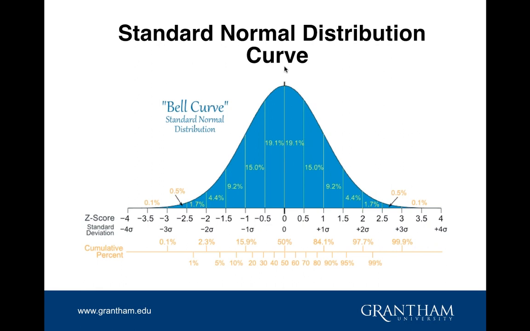Between two standard deviations of the mean, we have approximately 95% of the data. We can verify this by adding up the 4.4%, the 9.2%, 15%, 19.1%, and so on. This will give us approximately 95%. Now, if we go further out, another standard deviation in both directions, we'll come up with three standard deviations within the mean.